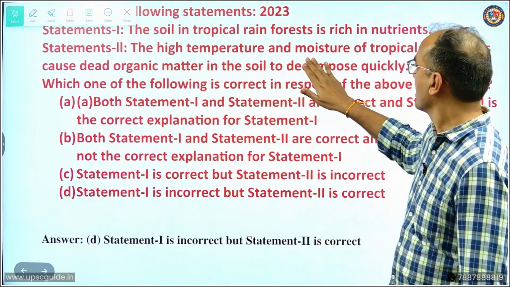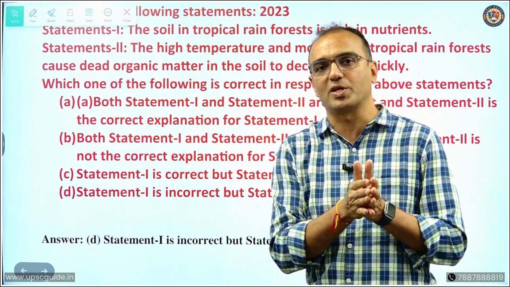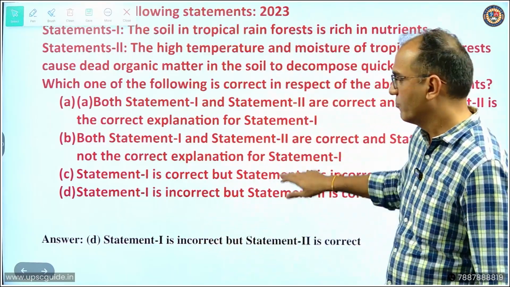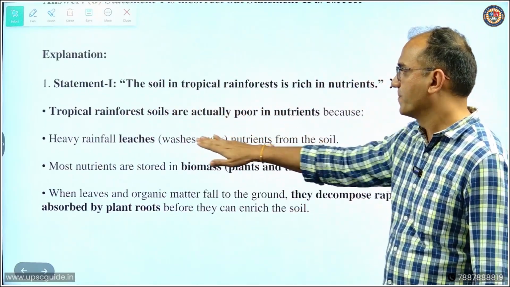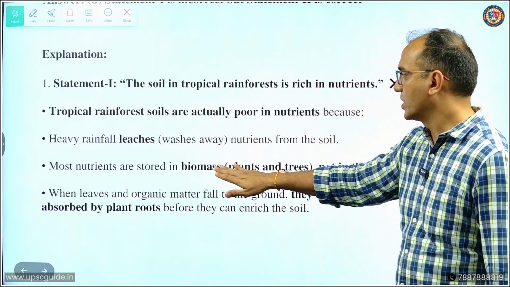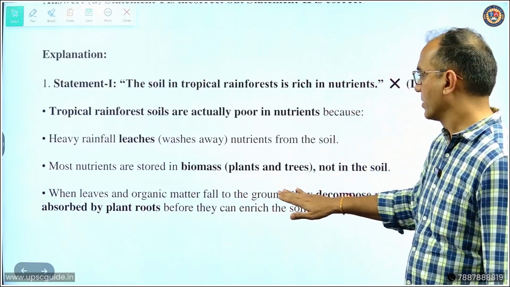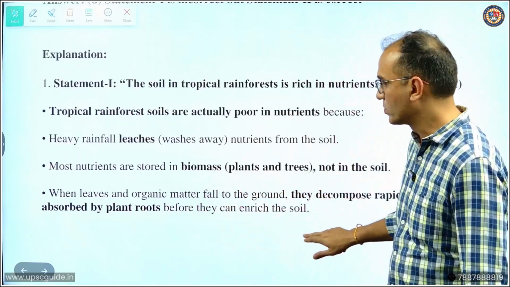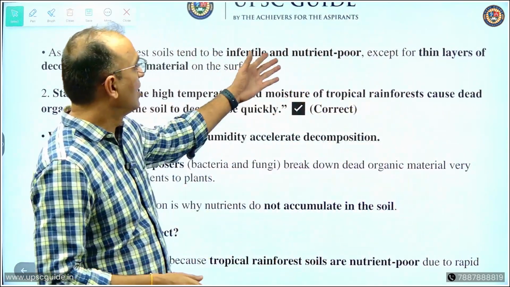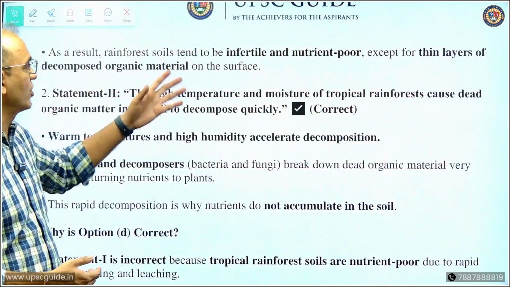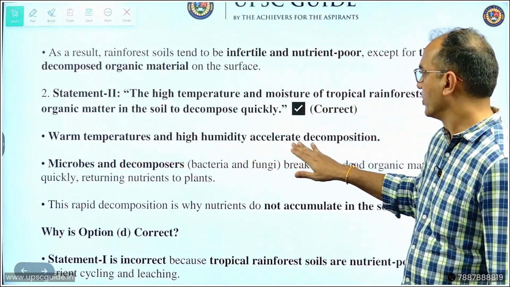This high temperature and moisture, the organic material is decomposed very fast because temperature and water both act as catalyst, right, for the chemical decomposition. Statement 1, tropical rainforest soils are actually poor in nutrients, leaching, right? Most nutrients are stored in biomass, not in the soil. When leaves and organic matter fall, they are decomposed easily and absorbed by the plant roots. So rainforest soils tend to be infertile in general and nutrient poor except for thin layers of decomposed organic material on the surface. The second statement, warm temperatures and high humidity accelerate decomposition.